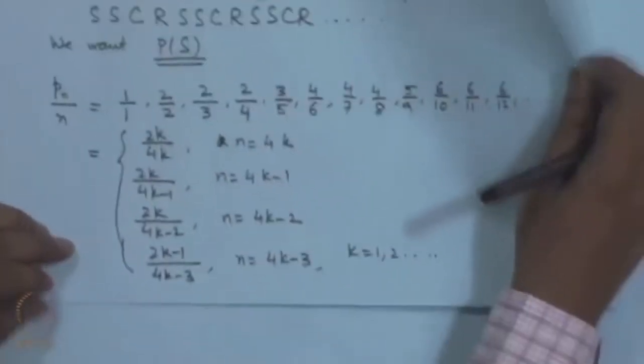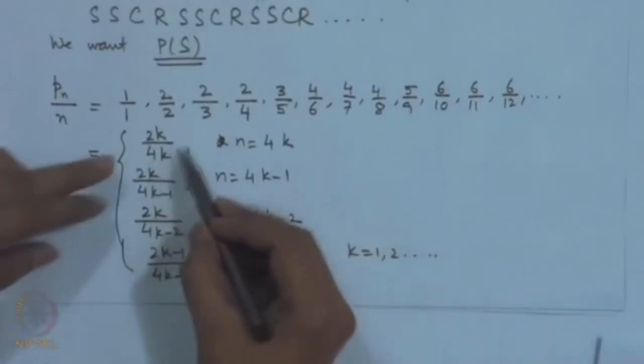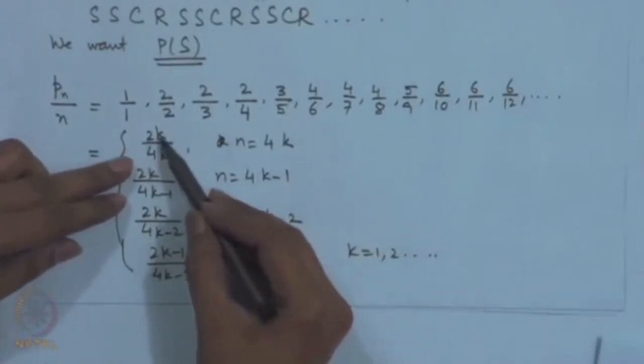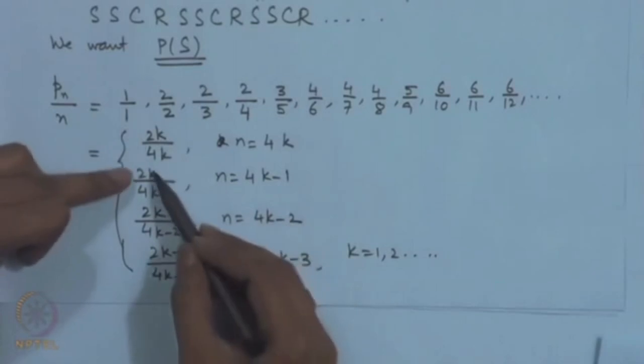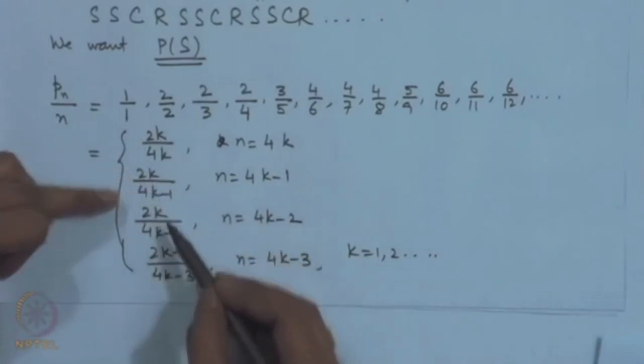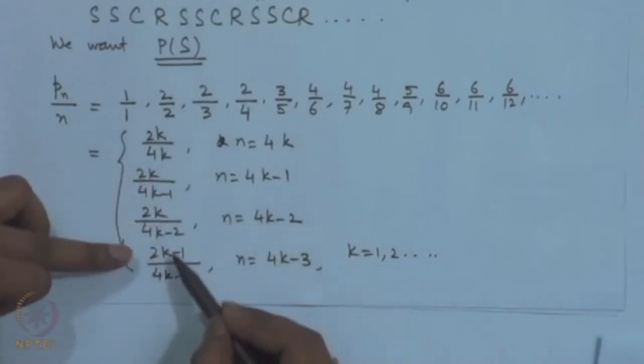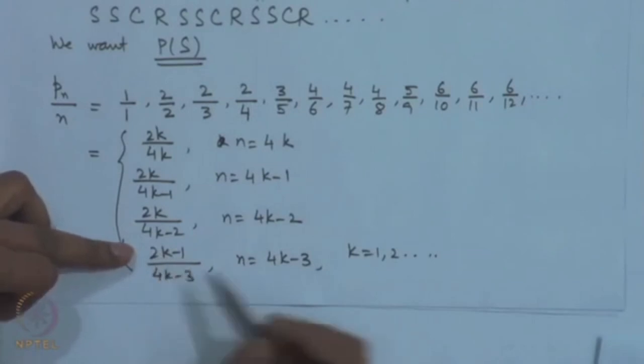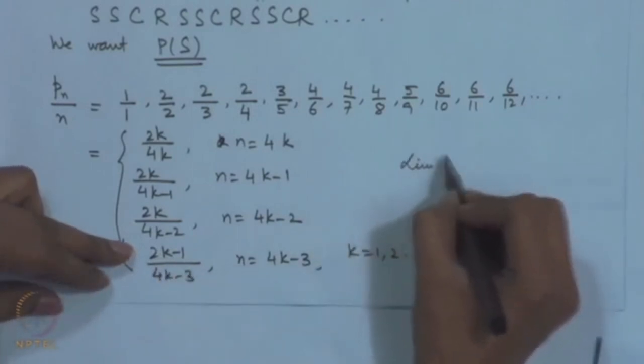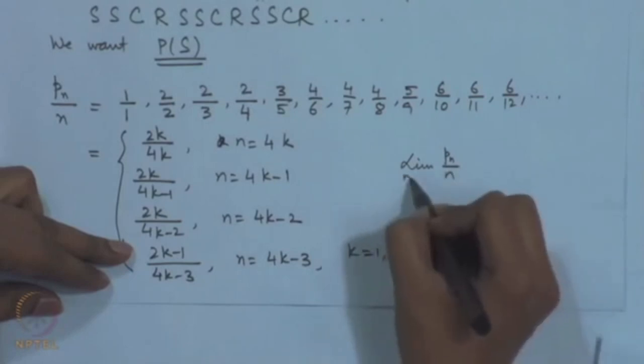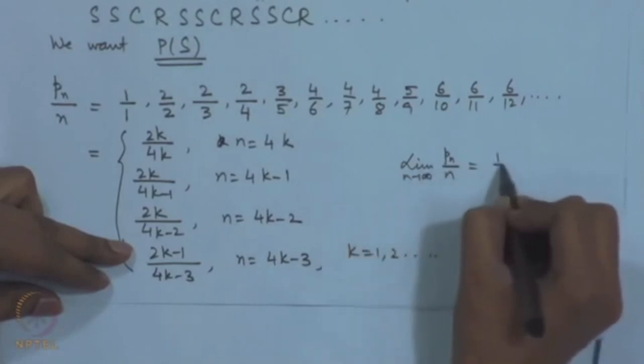Clearly you can see here that each of these subsequences converges to half. This is equal to half, as k tends to infinity. So, clearly you can say the limit of p n by n as n tends to infinity is equal to half.